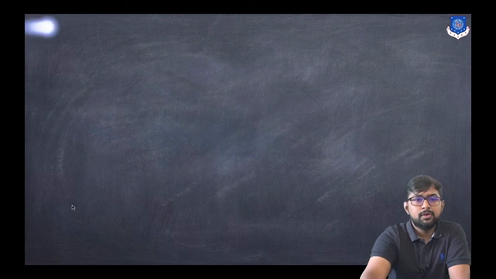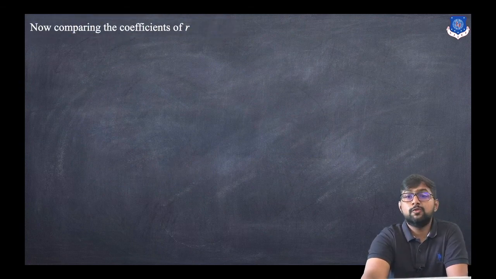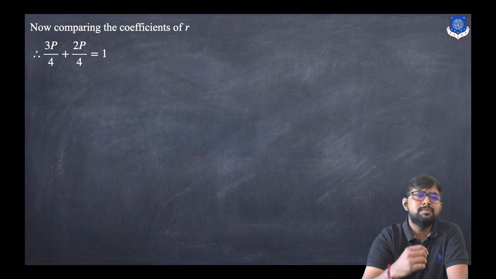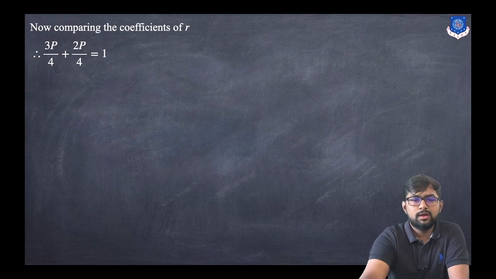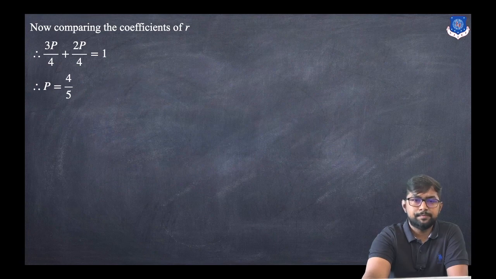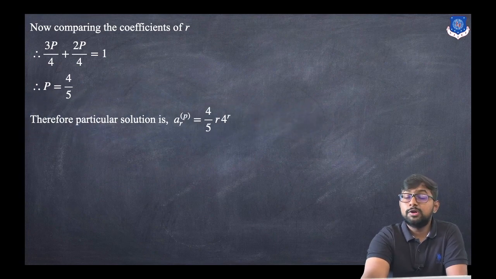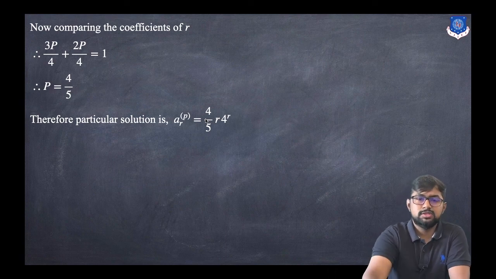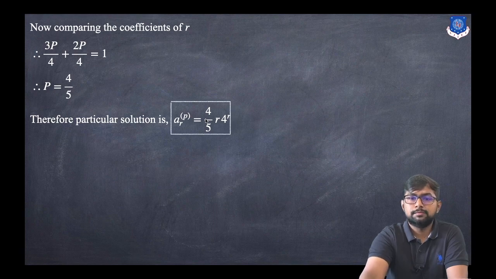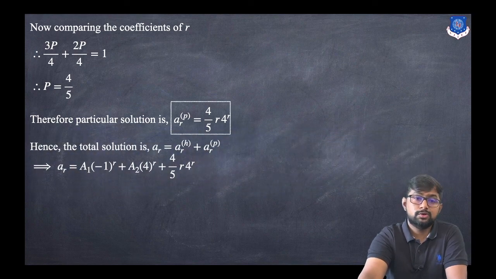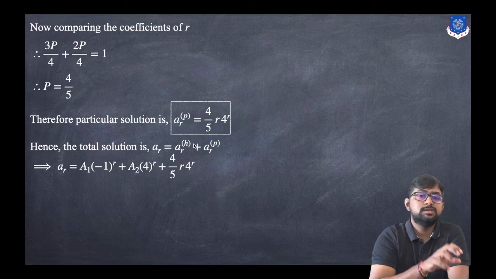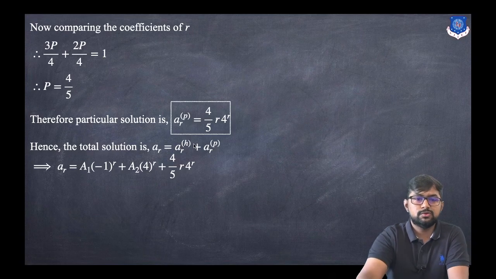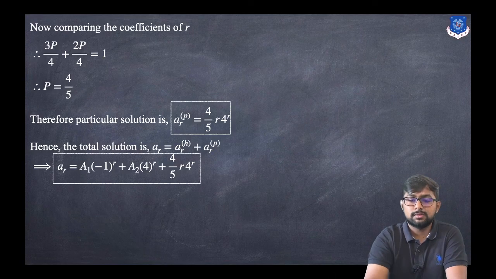Now, comparing the coefficients of 4 raised to r, we get 3p by 4 plus 2p by 4 equals 1, and if you solve this, you will get p as 4 by 5. So hence the particular solution will be 4 by 5 times 4 raised to r. So this will be the particular solution. Hence the total solution will be the addition of the homogeneous solution and the particular solution. So this will be the final answer.